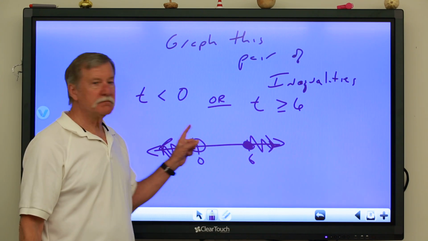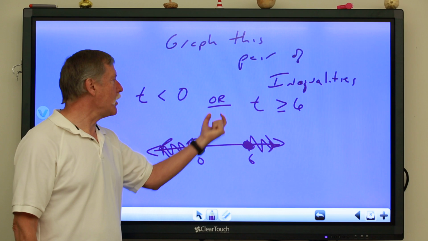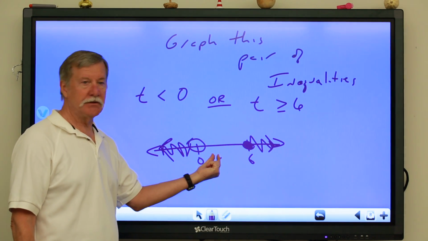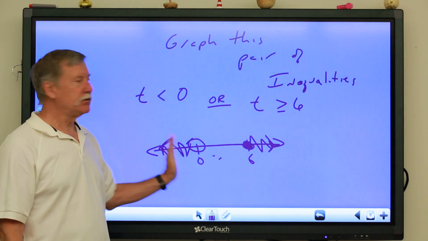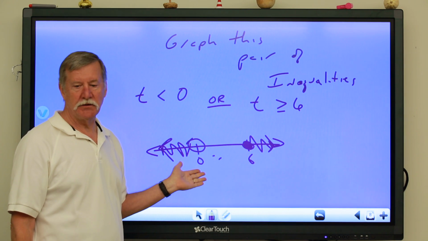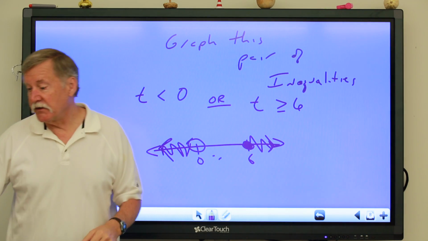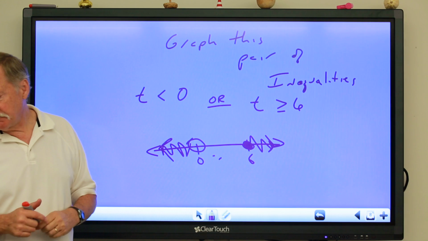And the pattern definitely shows that when you've got an or, you're going to have a gap there between the two. When it's an and, you're looking at what is in between the two. And other than that, that about does it.